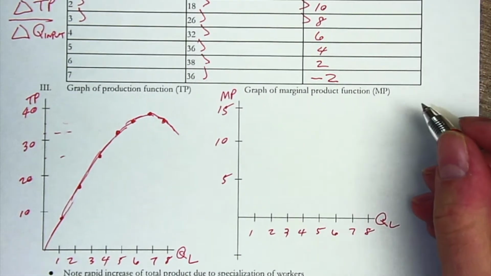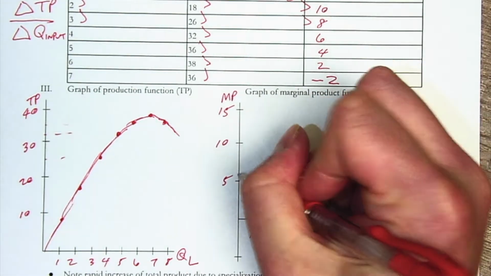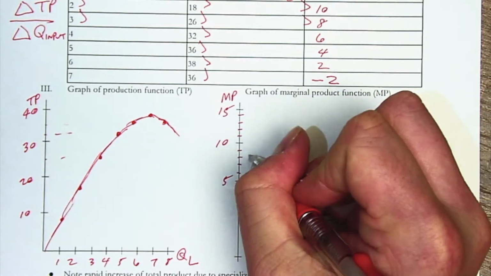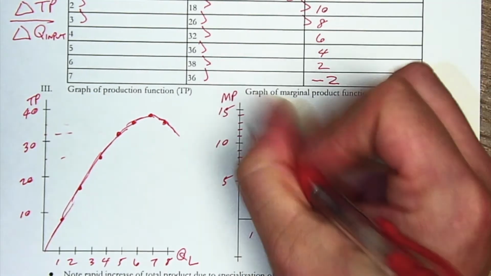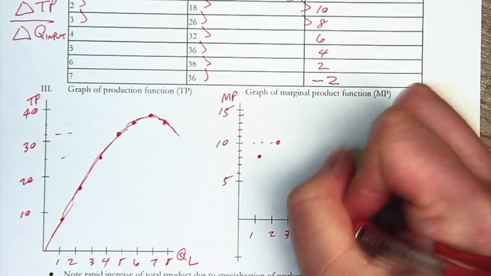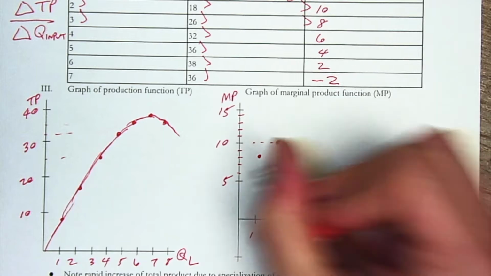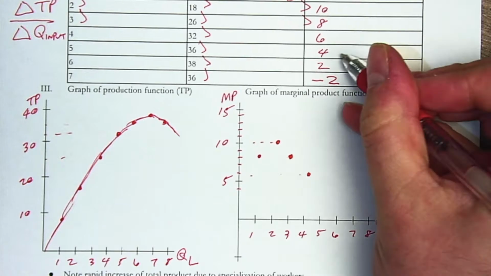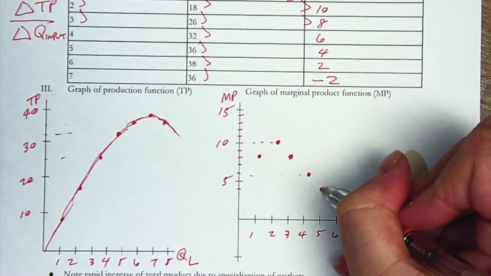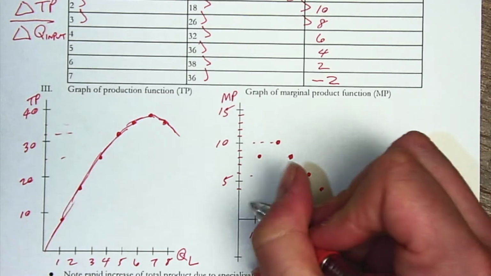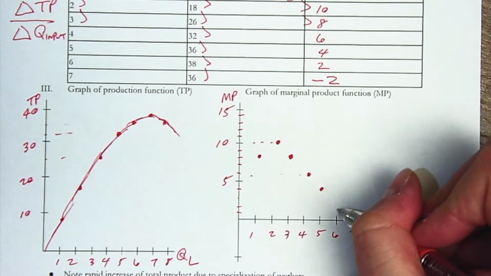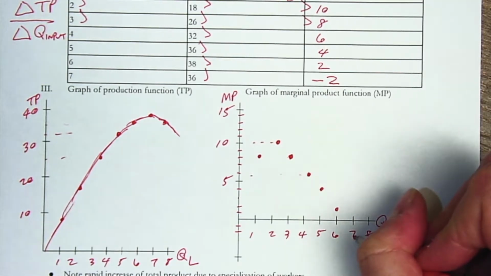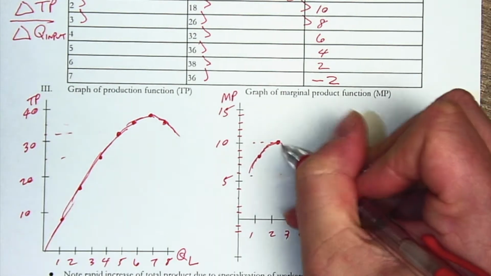And for the marginal product function, right, we're going to say 1 is 8. 2 is 10. And 3 is 8. And 4 is 6. And then 5 is 4. And then we have 6 units of labor gives us 2. And our 7th unit of labor actually gives us -2 down here. So we kind of get this shape.